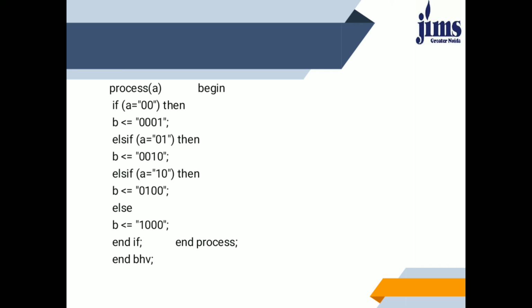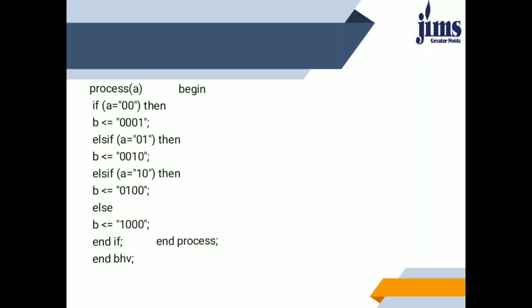Means if A has a value of 00, then B will be assigned a value of this. Else if A is assigned a value of 01, then B will be assigned a value of this one. Else if, then else if, and whenever the else if conditions are finished, then we will finally write that else. So in this way we need to write the program. In the last we need to end the if statement. Then we will end again the process and architecture statement also.